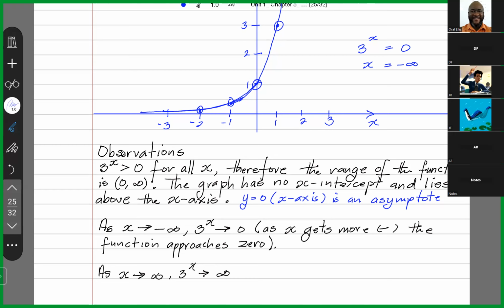You can also notice that as x gets closer to positive infinity, 3 to the x gets closer to infinity.